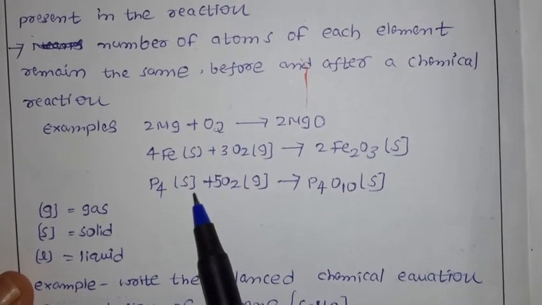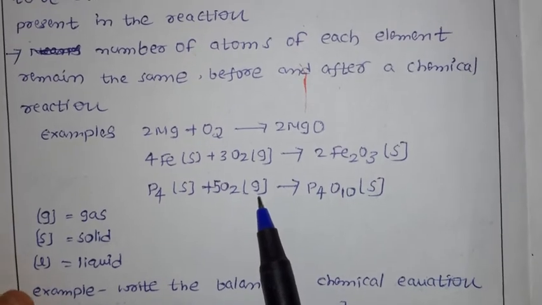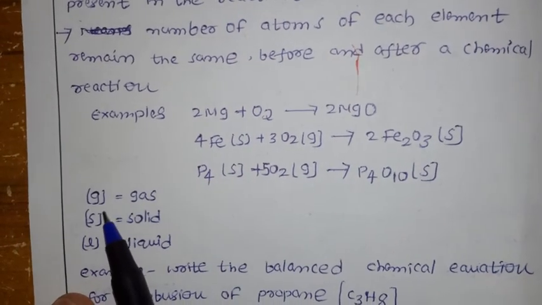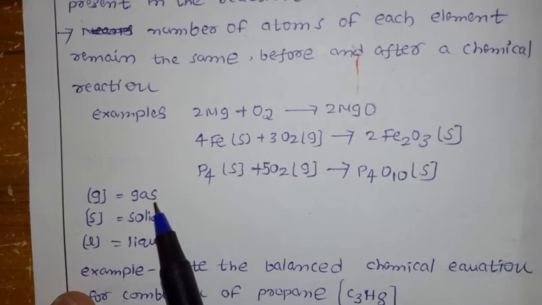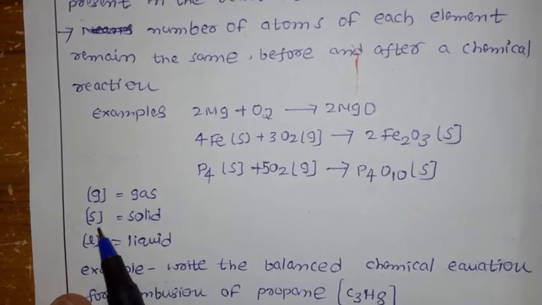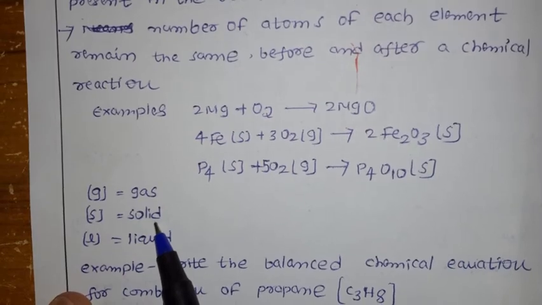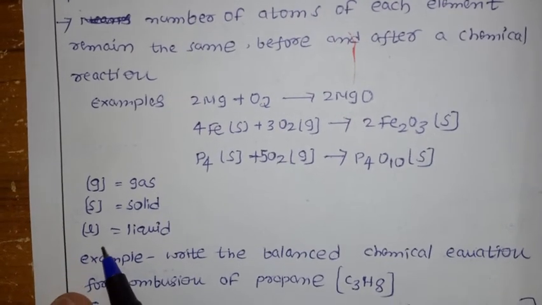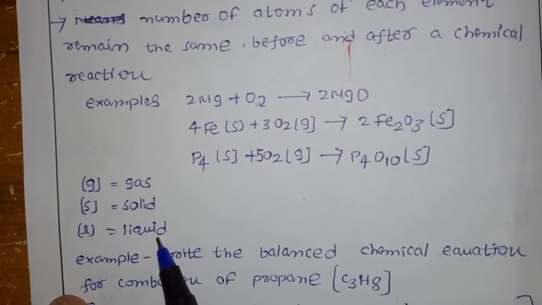Here we have the symbols s, g, and small l. In a balanced chemical equation, the small g indicates the gaseous state. Small s indicates that the particular element is in the solid state. And l indicates that it is in the liquid state.